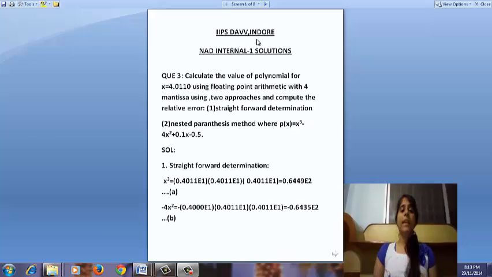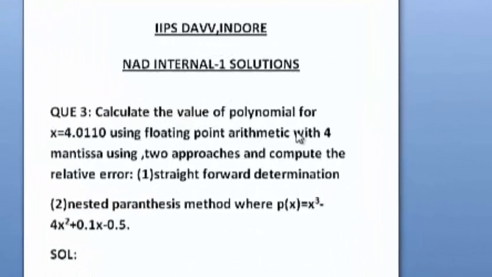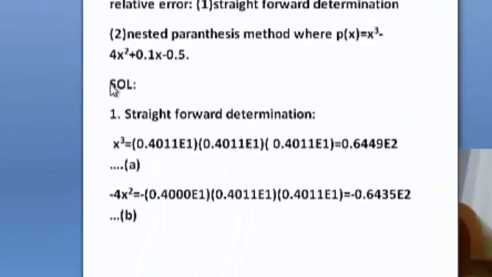I am going to explain the solution for NAD Internal-1 QUE-3. The question was to calculate the value of the polynomial for x equals 4.0110 using floating point arithmetic with 4 mantissa digits, using two approaches, and compute the relative error. The two approaches are straightforward determination and the nested parenthesis method, where p(x) equals x cube minus 4x square plus 0.1x minus 0.5. Now let us move to the solution.